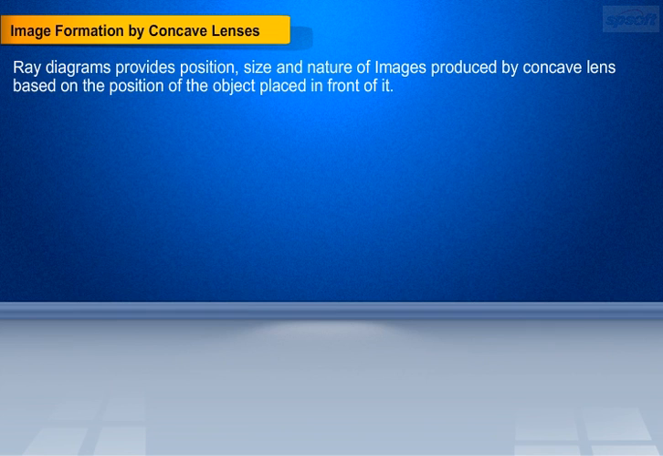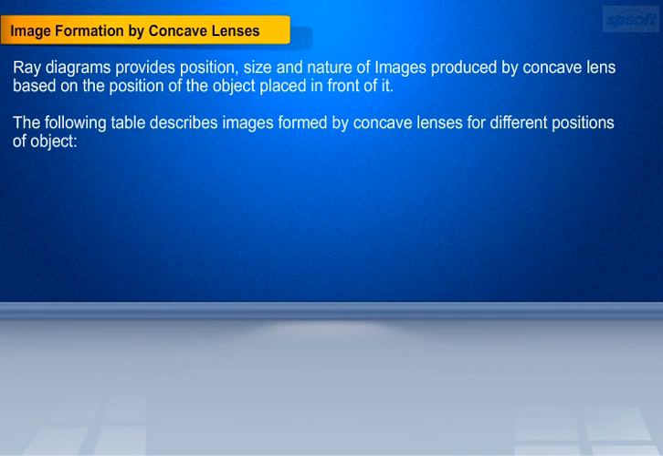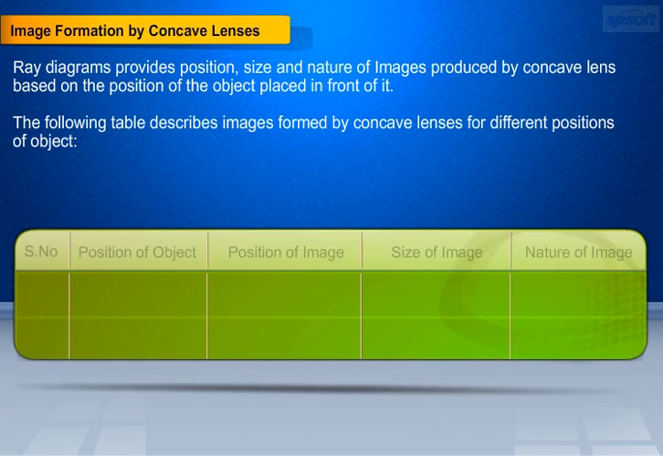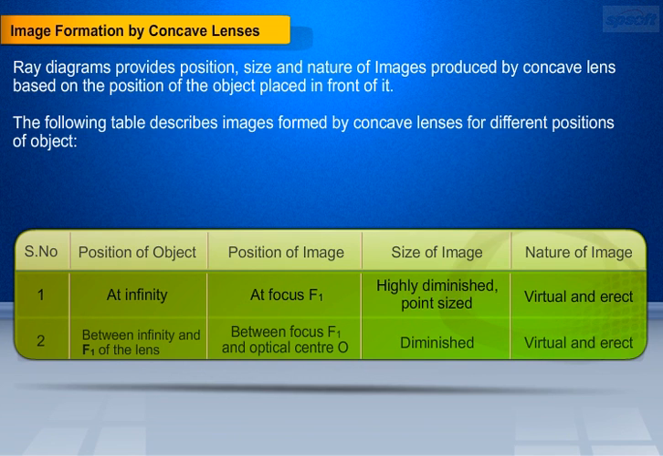Please note that no matter where the object is placed in front of the concave lens, it always forms a virtual, erect, and diminished image of the object. The table on your screen describes images formed by concave lenses for different positions of the object. Let us explain each case of image formation by concave lenses.